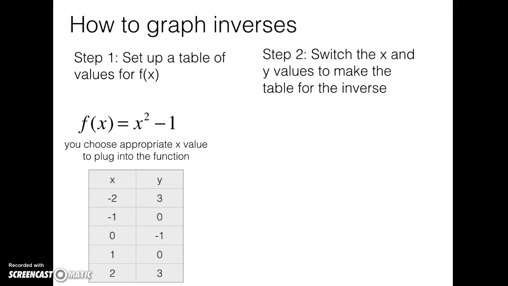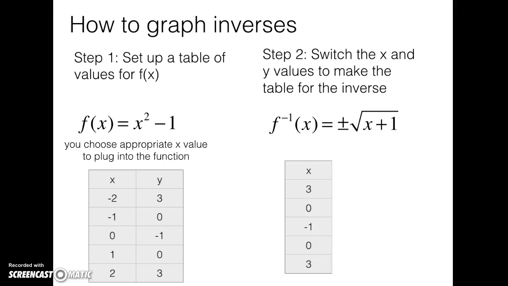Step 2 is to switch the x and y values to make the table for the inverse. So we have the inverse function as plus or minus square root of (x plus 1). I'm not doing any recalculations here. All I'm doing is taking my y column and turning it into my x column for my inverse function. And then my x column turns into my y column for my inverse function. So again, no recalculations. I'm just switching the two columns.